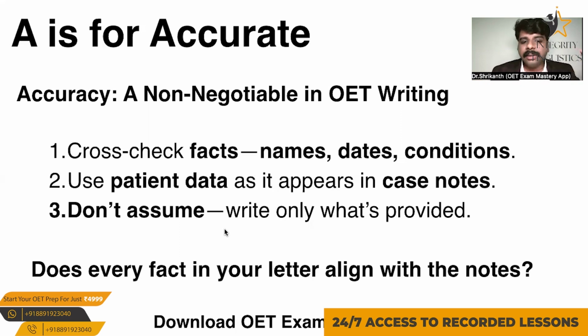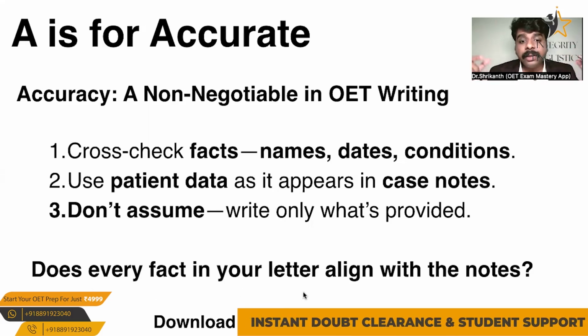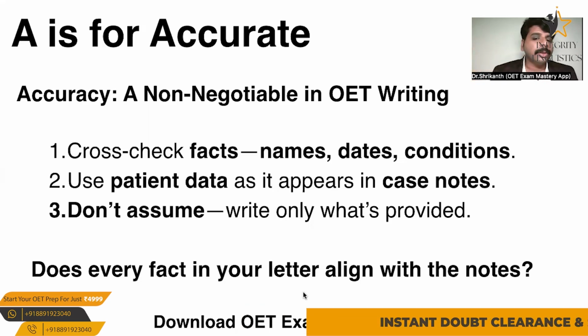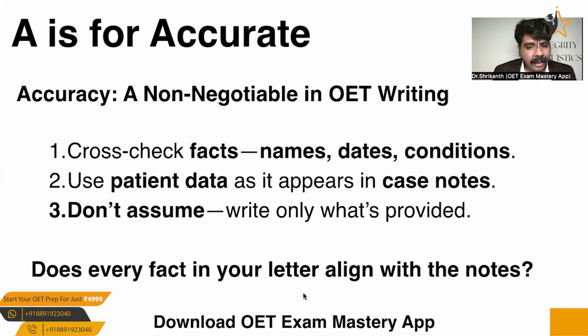So never judge, never assume. Report only what is given in the patient case note, no matter how small it is. Every time you write a letter, ask yourself, does every fact in your letter align with the notes? Is each and every piece of information you have selected in perfect alignment with the case note information? It is also very important that you proofread your letter. At least 1 or 2 minutes towards the end of your writing task, you must give for proofreading, to check if there are any errors in your OET writing.